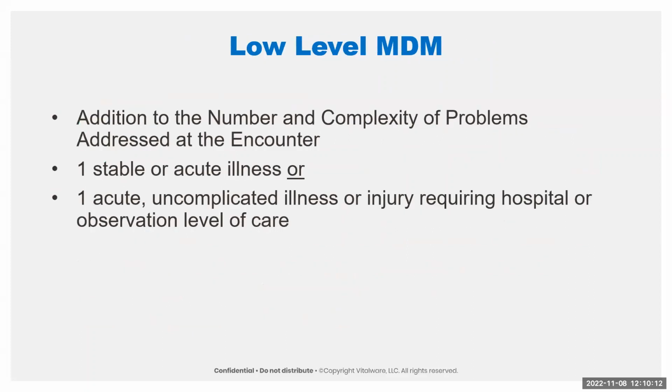All right, so for the low-level medical decision-making, so already existing are the number and complexity of problems, which are 2 or more self-limited or minor problems, or 1 stable chronic illness, or 1 acute uncomplicated illness or injury. The following 2 are being added. So you'll have 1 stable or acute illness, or 1 acute uncomplicated illness or injury requiring hospital or observation level of care. And you can see that that's made to include those services.